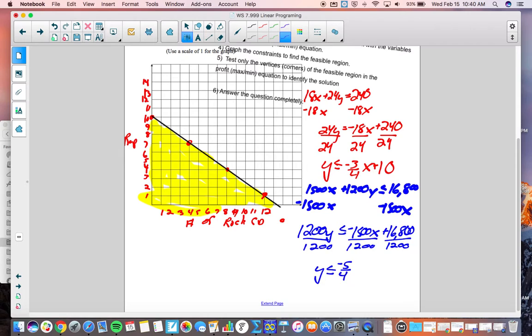5/4 x plus 16,800 divided by 1200 equals 14. So our y-intercept here is 14 wrap CDs, but then for every 5 wrap CDs we drop, we have to go 4 to the right.